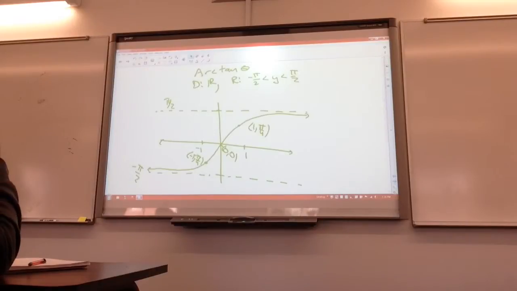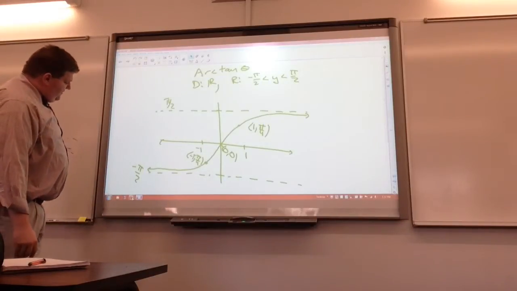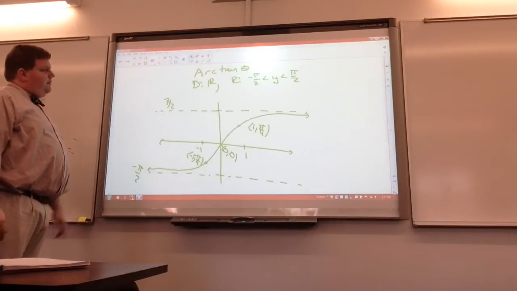If we were to graph both tangent and arctangent in the same graphing window, would that be important and significant in a way? It'd be just kind of useful to see how the two are inverses. For example, bring it up.